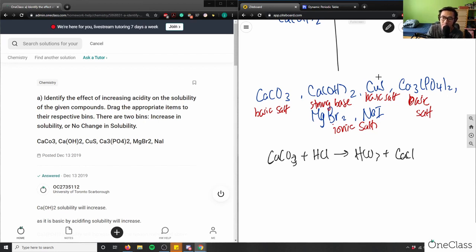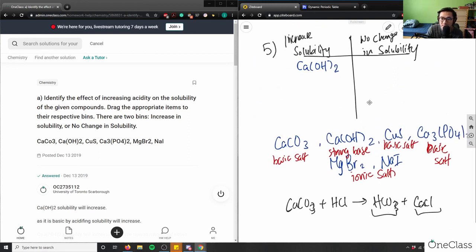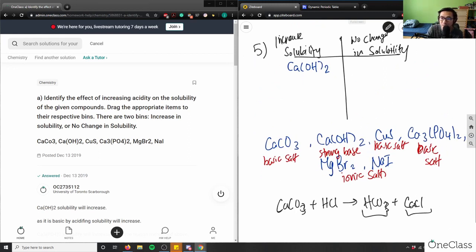And this here, HCO3 is our carbonic acid. So this here would make another acid, and this here would be our ionic salt, right? CaCl. So in this case, this proves to you that if I add an acid here, it will increase solubility here. So in this case, all my basic salts also go into this column here.